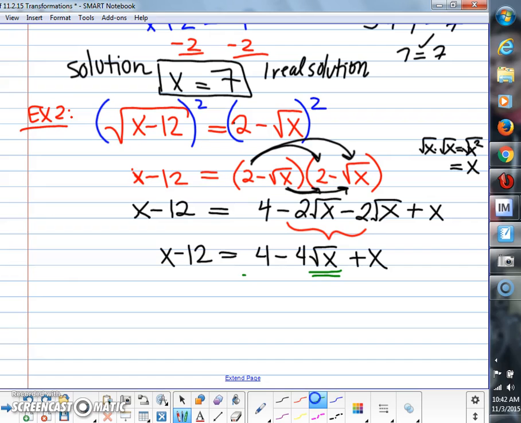Okay, so let's subtract 4 from both sides. So you're left with x. What's negative 12 minus 4? Negative 16 is equal to negative 4 square roots of x plus x.